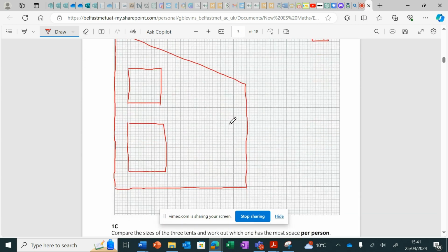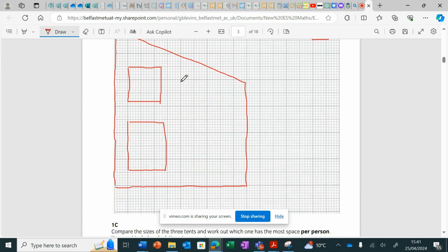It's 4 meters by 2 meters. So maybe I'll go down that way. So maybe I'll be 2 meters away. So I'll be at least 1 square, 2 squares. So probably here. So 4 meters by 2 meters. 1, 2, 3, 4. That's 4 meters. That's 2 meters. And draw it in.